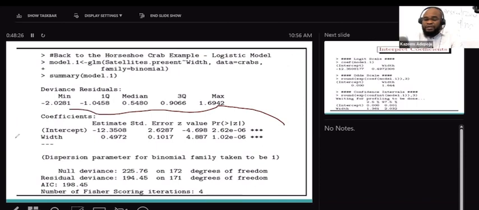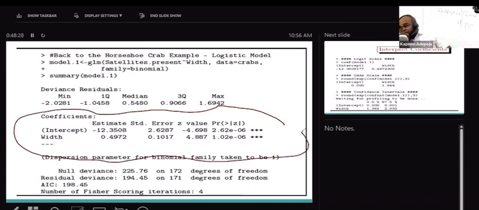Now, take a look at that result. There is something I want you to take note of in that result. The linear regression will come out with a T, right? But this is a Z. Can somebody spot the Z in the output? Do you see that Z? Estimate, standard error, Z value instead of T value. Please take note of that.